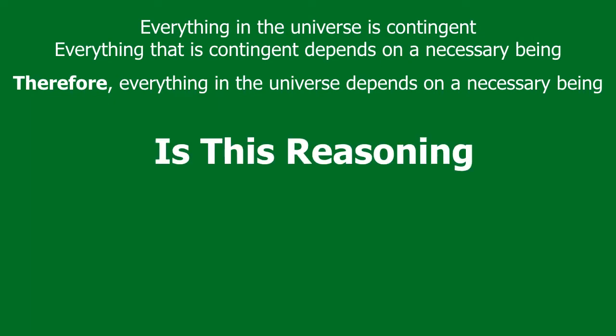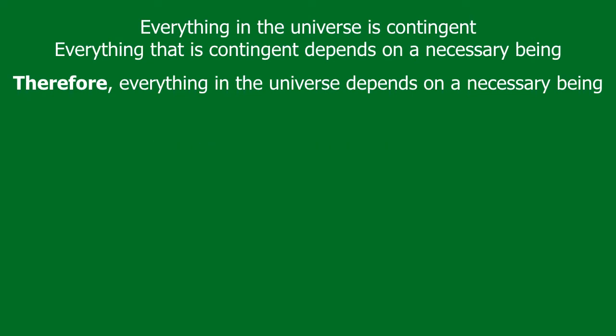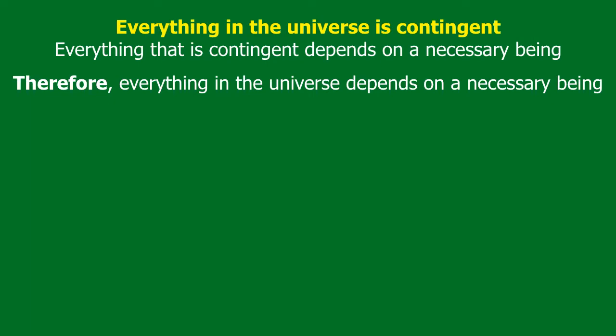The question now is, is this reasoning different in contemporary logic? Well, let's see. So in contemporary logic, we would take the first premise, everything in the universe is contingent, and we would represent it like this. Now, this doesn't seem very readable and understandable, and in fact, contemporary logic, if you want to learn it, you have to go through a process of technical training.